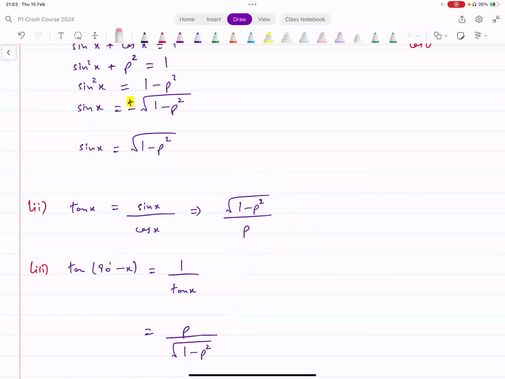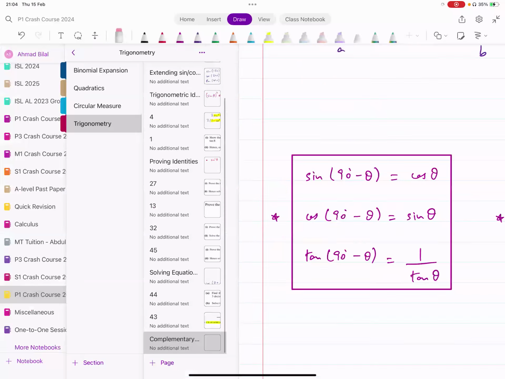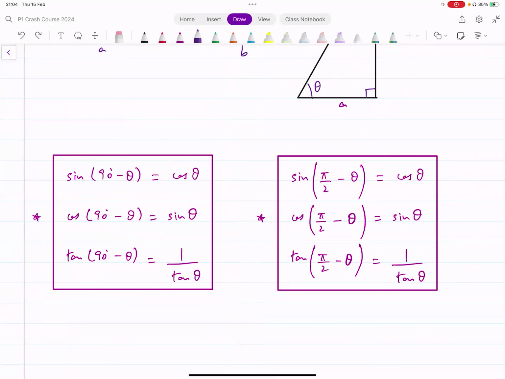Any problem with this? Any questions? Sir, can you please explain it again? Tan of 90 minus x. We just wrote this identity here.